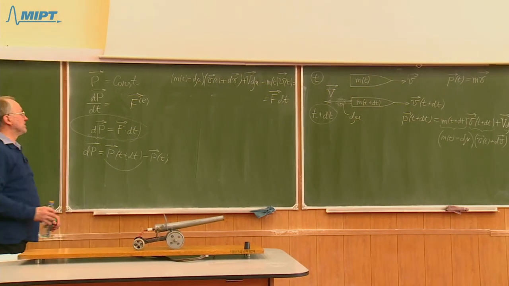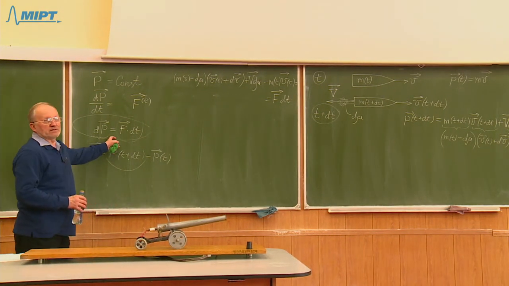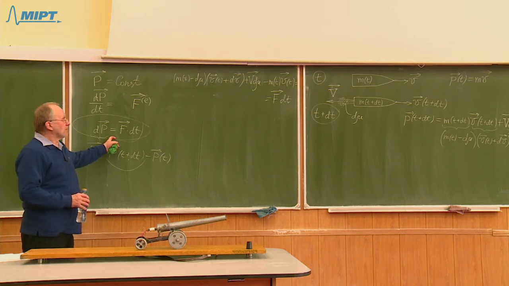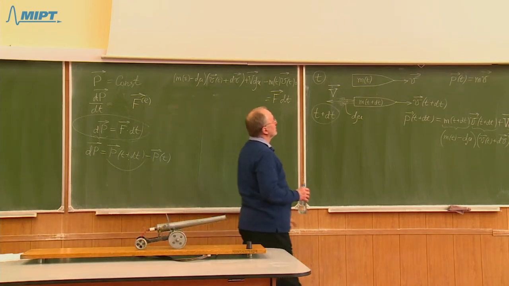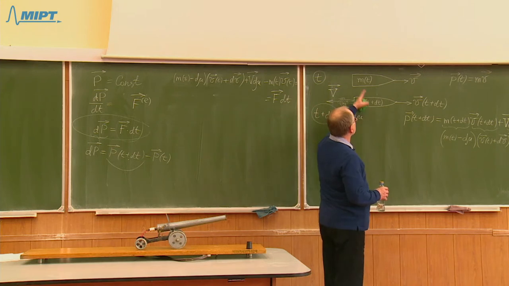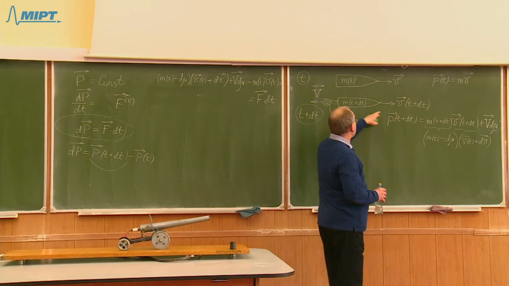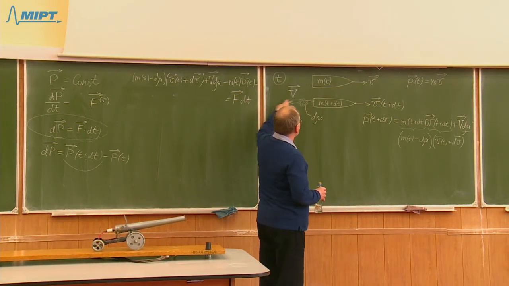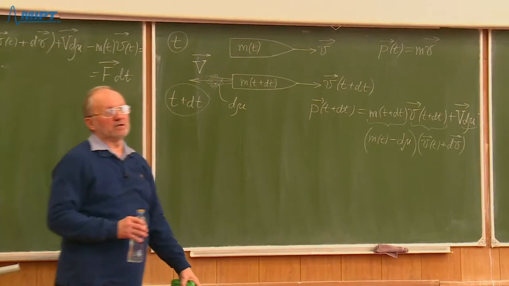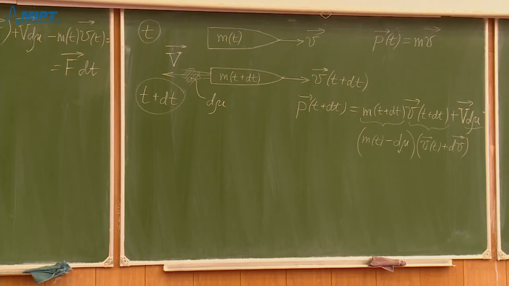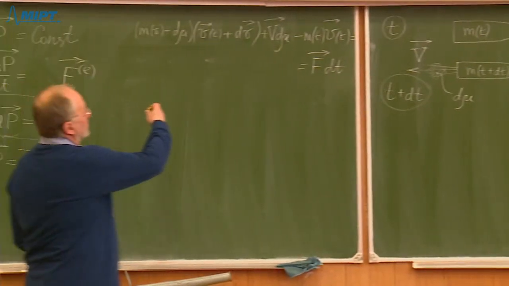So we have used the appropriate law of physics, the second Newton's law, and we have just taken into account what happens with the rocket when it flies. The mass is changing. The velocity of the rocket is changing because some fuel is ejected with some velocity, and that's a small mass of fuel burned during time interval dt. So we have taken into account all these processes. And we are using the second Newton's law. That's it.